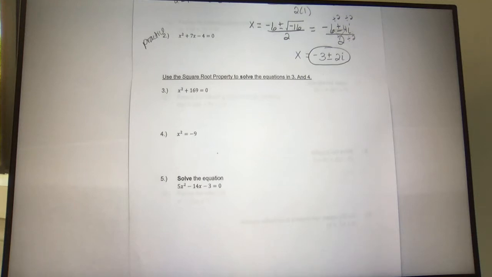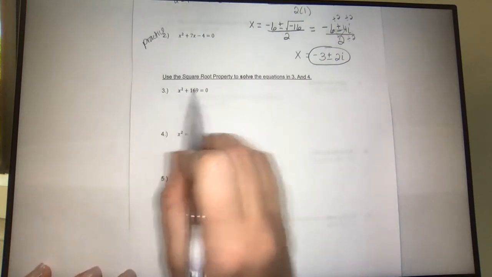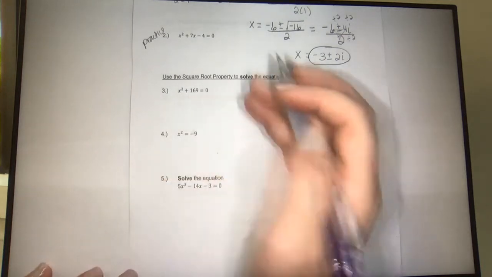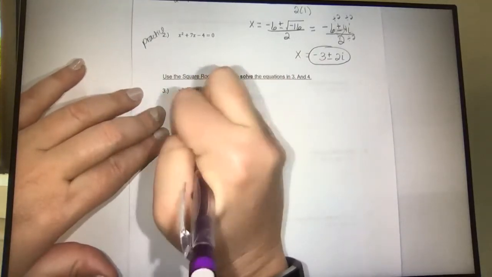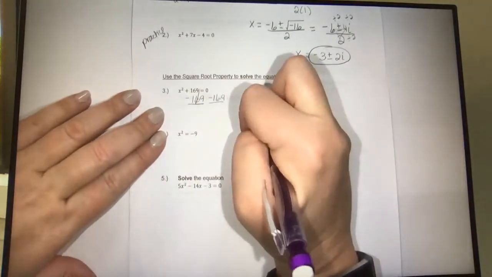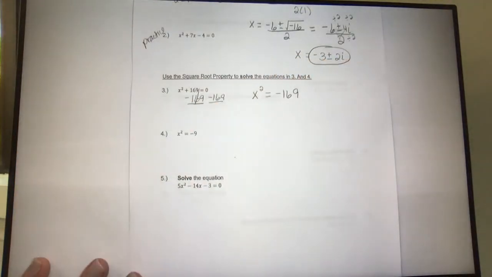But before you do anything, you have to isolate. You have to isolate your squared term. So I don't want to see a square root taken right off the bat with number 3. You're going to have to subtract 169 from both sides and get x squared equals negative 169. Okay.